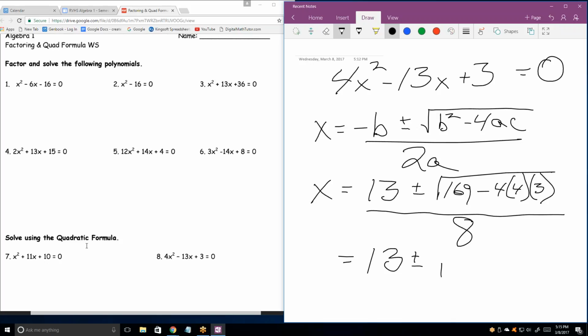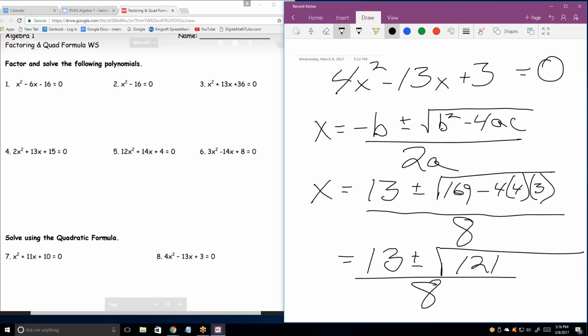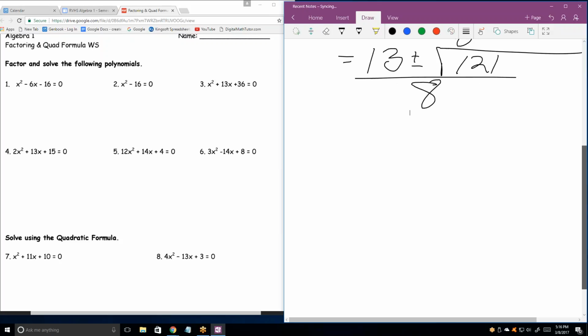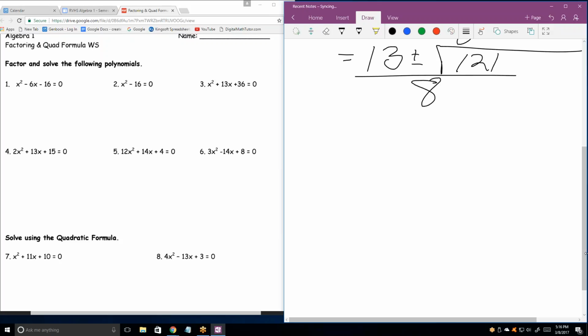Let's see, 4 times 4 times 3 is 48. 169 minus 48 is 121. That turns out to be a perfect square number. And when you use the quadratic formula and you end up with answers like we're going to get here, in other words, this is 13 plus or minus the square root of 121, which is 11.